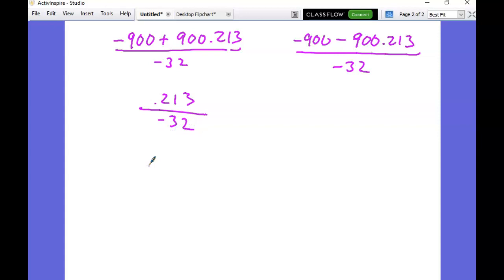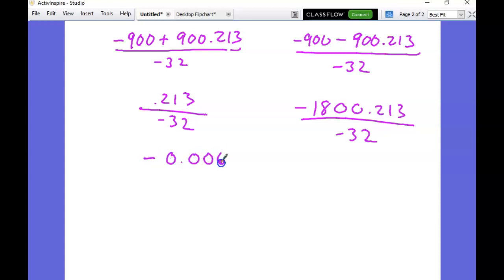This one over here, like this, John? Yeah, I mean, you have to divide. All right, now we divide them. That's going to be an ugly number. What is 0.213 divided by 32? Negative 32. Wait, which one is it? Negative 0.006656. That's good.